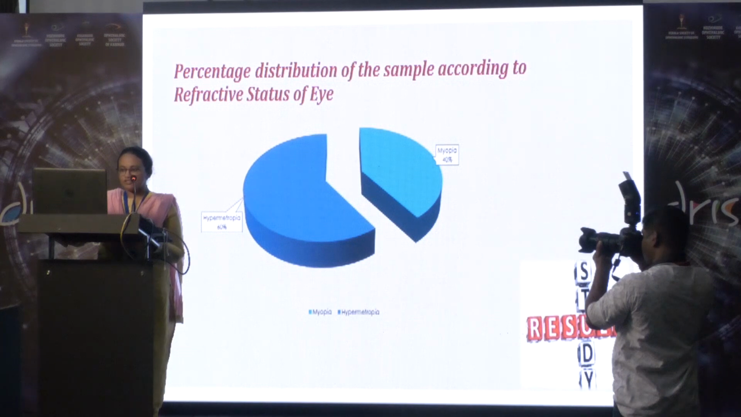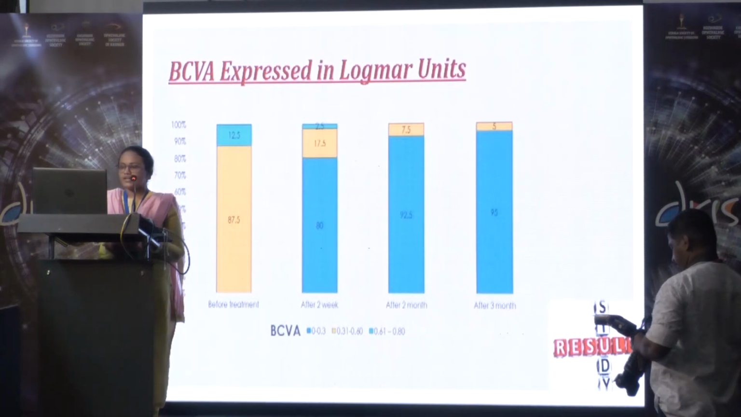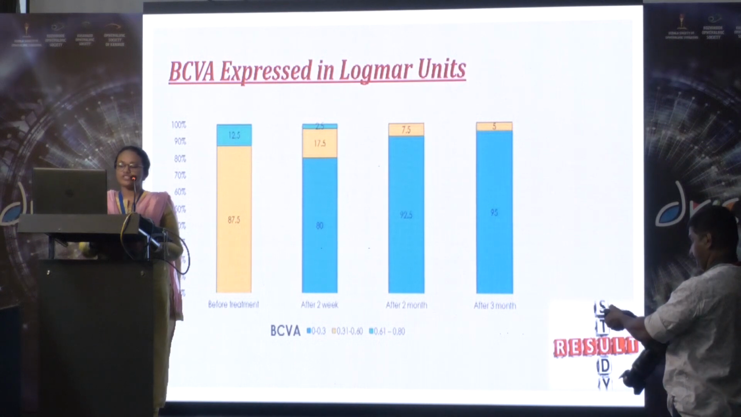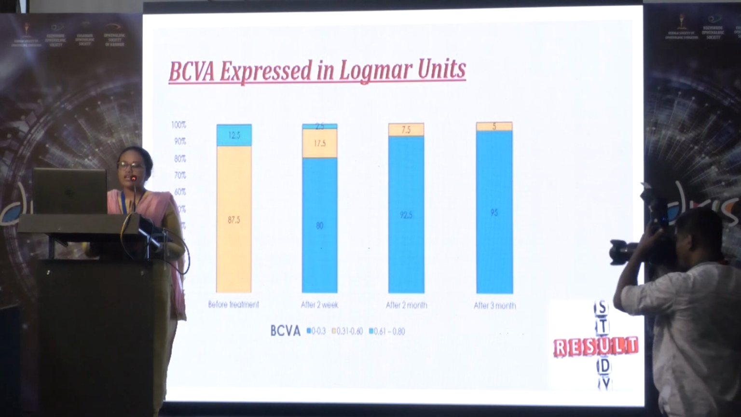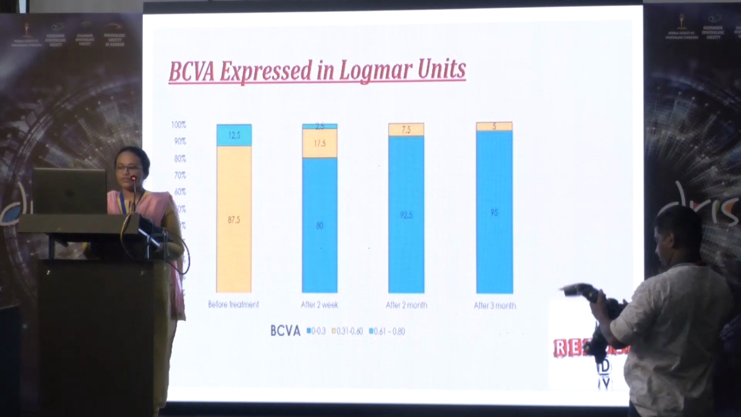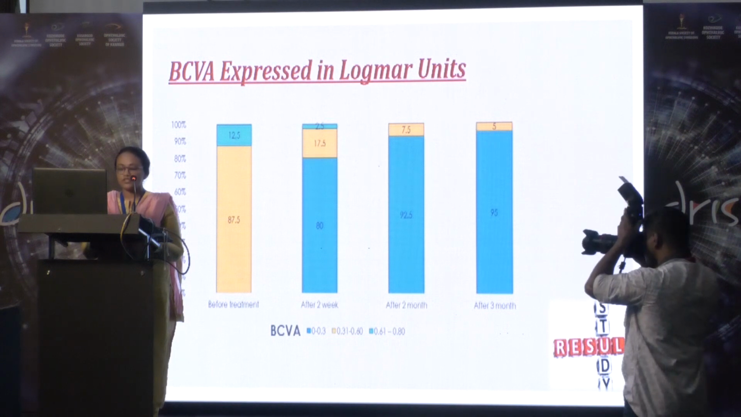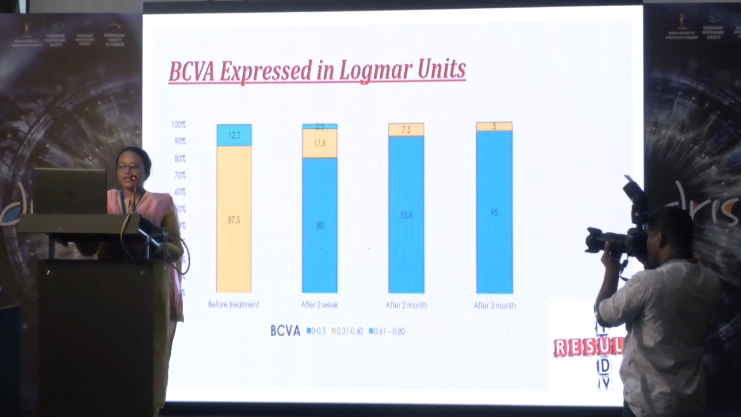60% had hypermetropic refractive status of the eye. On assessing the best corrected visual acuity of the patient in logMAR units, before the treatment, 87.5% of the patients were between 0.3 to 0.6 logMAR, and at the end of 3 months of the study, 95% had visual acuity between 0 to 0.3 logMAR.